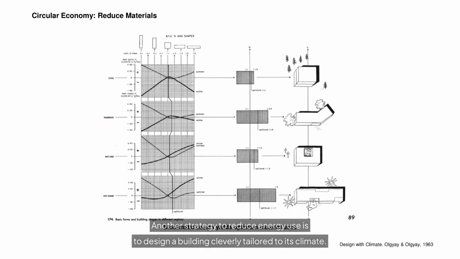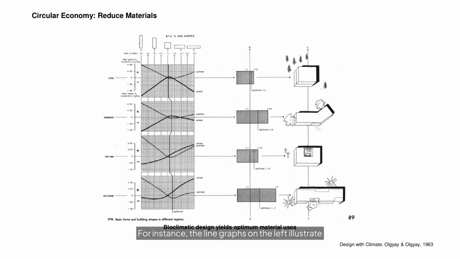Another strategy to reduce energy use is to design a building cleverly tailored to its climate. For instance, the line graphs on the left illustrate varying building footprint ratios indicated along the horizontal axis and their corresponding energy consumption during both summer and winter across 4 climate zones. The vertical axis shows the heat gain, positive values, and heat loss, negative values, across summer and winter.